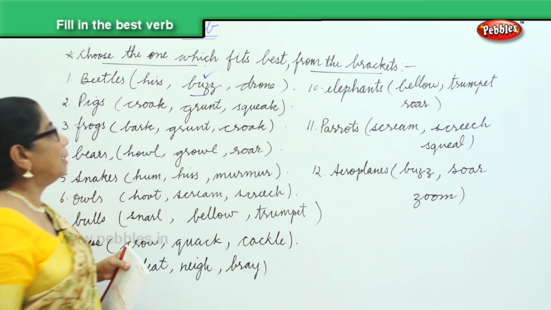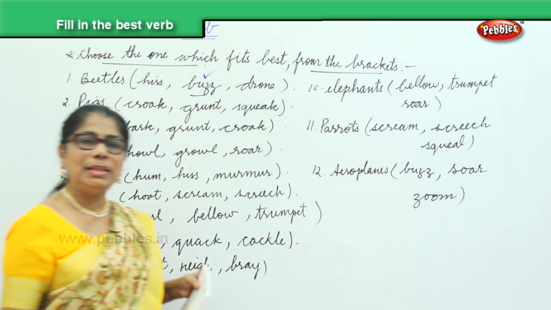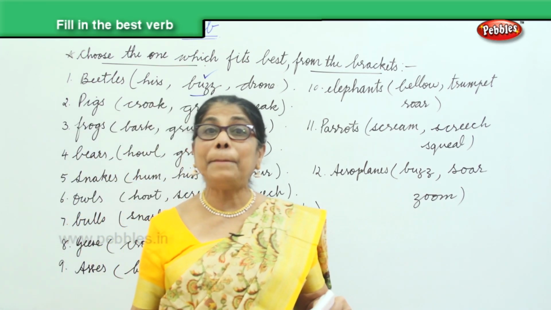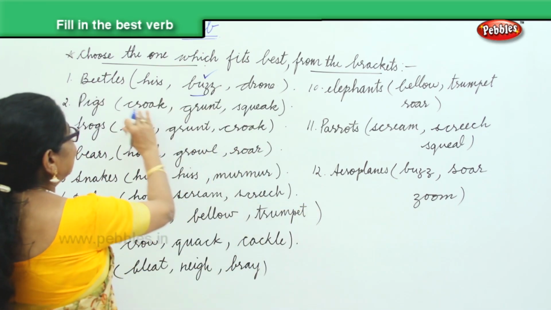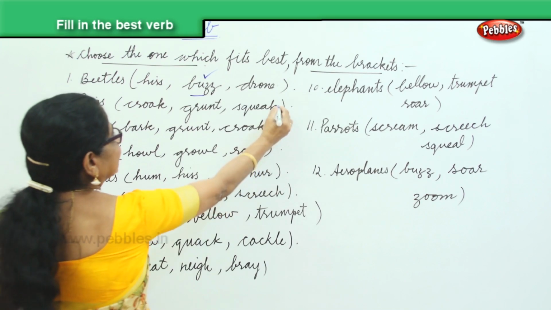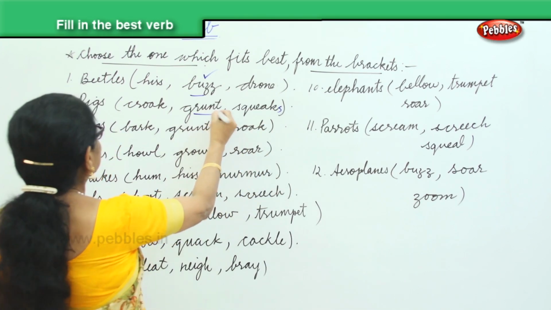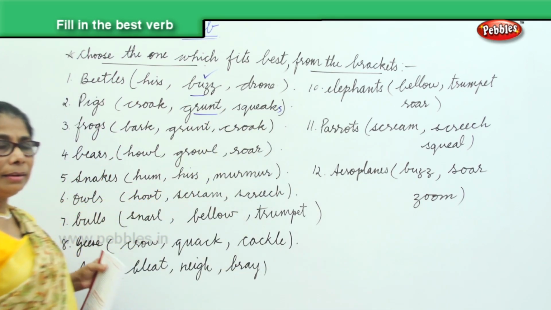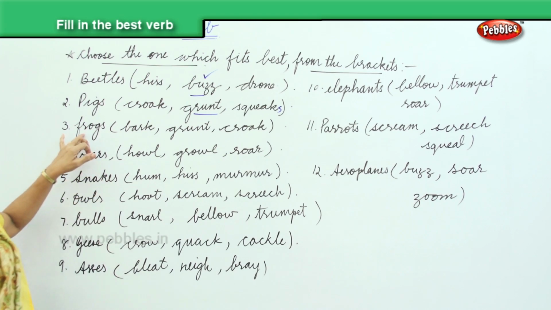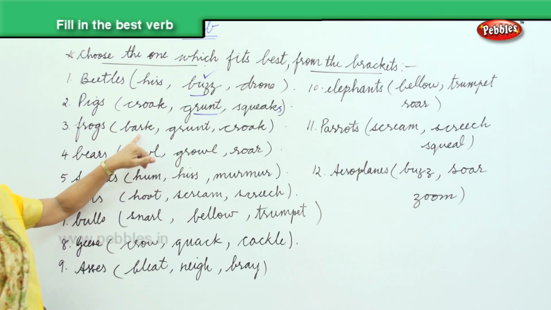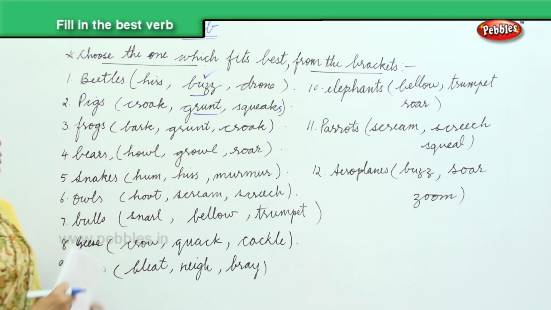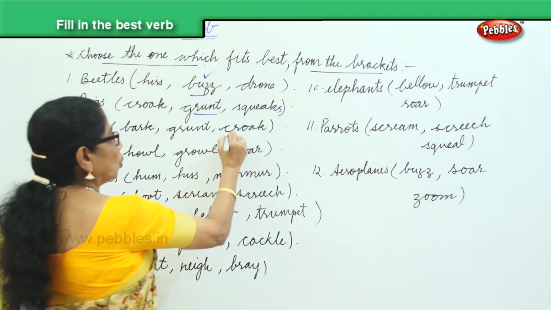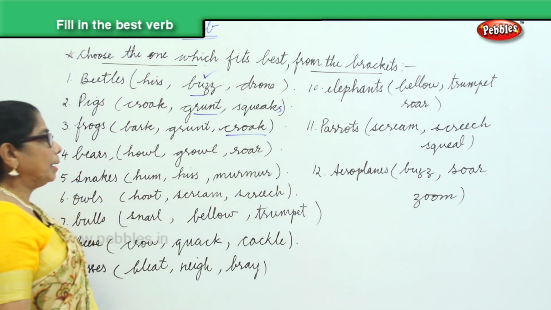The beetles buzz. Pigs, what is the noise the pig makes? Pig grunts. You won't say pig croak, pig squeaks. The pigs grunt. They make a noise there. Frogs, you don't say frogs bark. You don't say frogs grunt. You say the frogs croak. Very good.